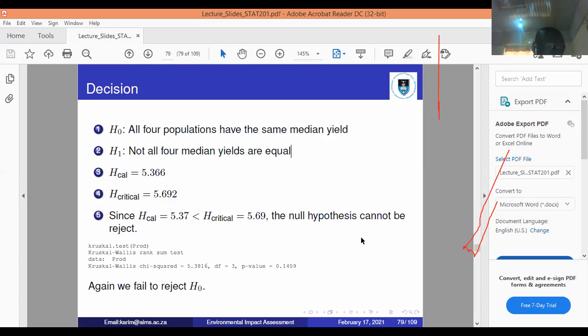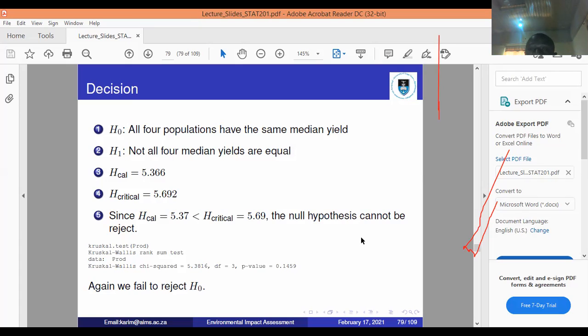Any question on the sign rank, the U test, and then the Kruskal? Any question on these? No, sir. There are a lot of test tools that we can use for this, but looking at your level, I think we should limit ourselves to these tools, so we can use them to analyze our environmental information.